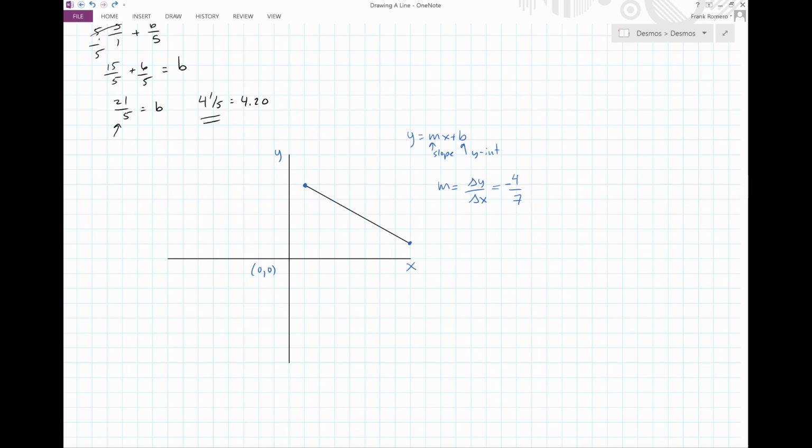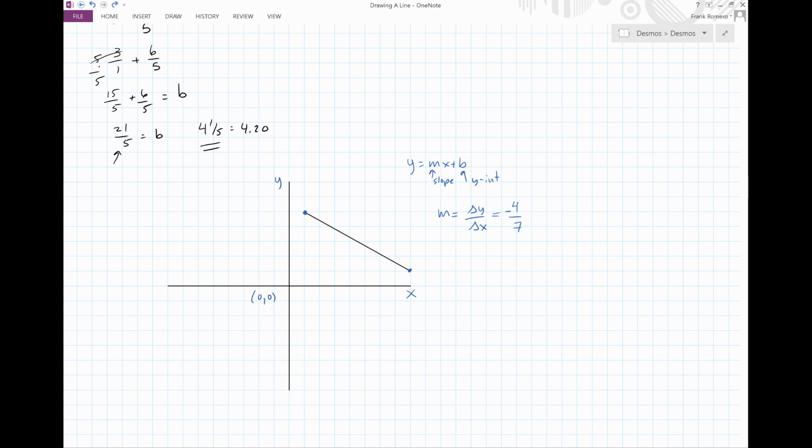If you don't like the calculation, if you don't like this whole idea of the rise over the run, just find the coordinates, x and y, here as well as here. Let's say this is the first point and this is the second point, and then put it into the slope formula and you'll have a slope. We have the slope. It's negative 4 over 7.